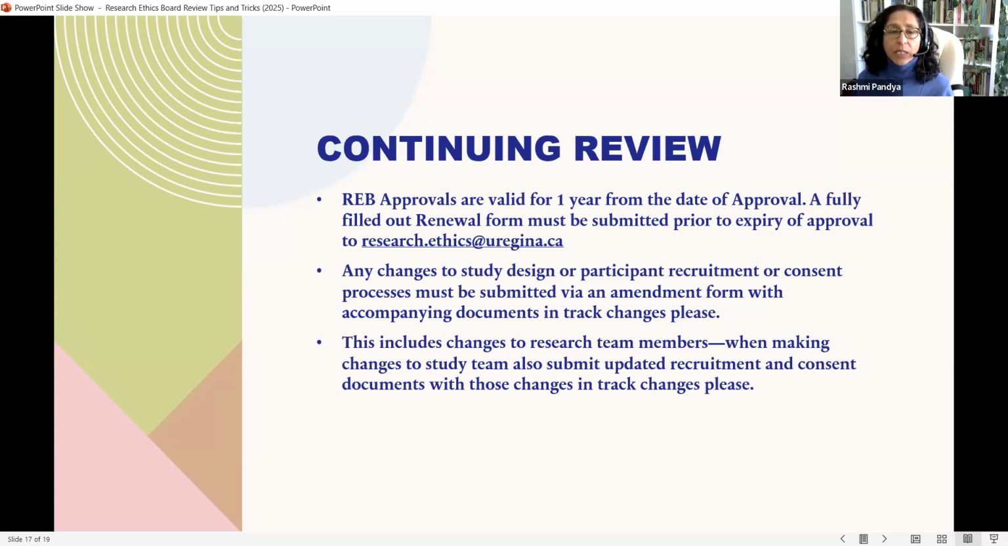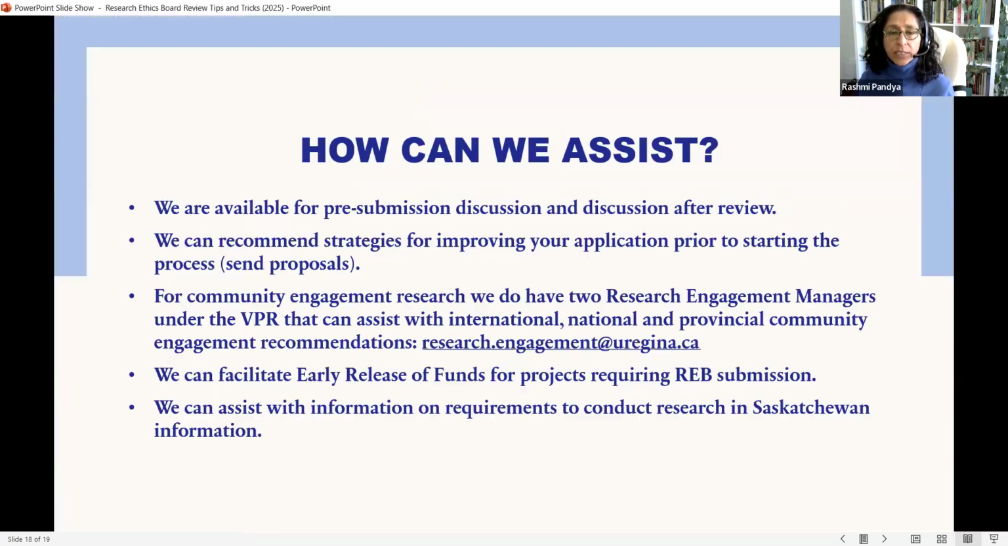and all of the accompanying documents that require changing should be submitted in track changes, please. There are a lot of delays in amendment review if all the information is not submitted together with the amendment form, please. Please note that we also need to be notified of changes to the research team members. And if consent forms and recruitment material need to be updated, those should be submitted in track changes as well to reflect those changes, please.